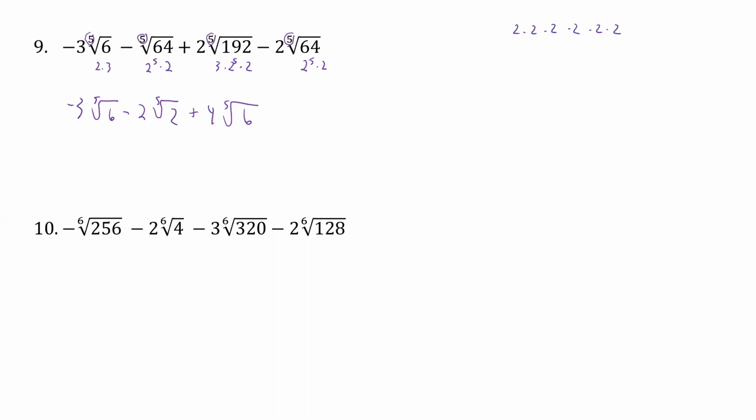And now I'll have the fifth root of 2 to the 5th, which is 2, times that's going to give me a negative 4. And then I'll have a fifth root of 2. So I've got a 2 and a 2 and a 6 and a 6 for my like terms. So I have a minus 3 plus 4, so that's just going to give me a fifth root of 6. We have a minus 2 minus 4, so it's going to be minus 6, and then the fifth root of 2.